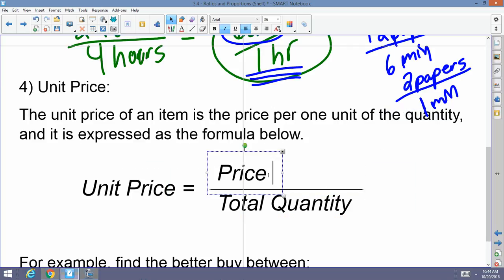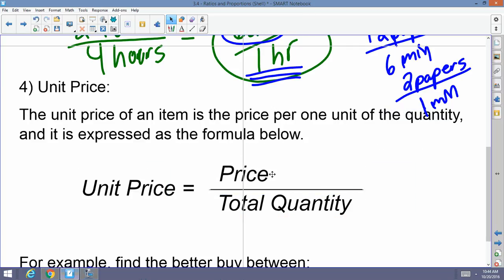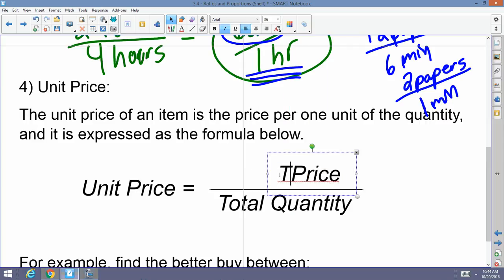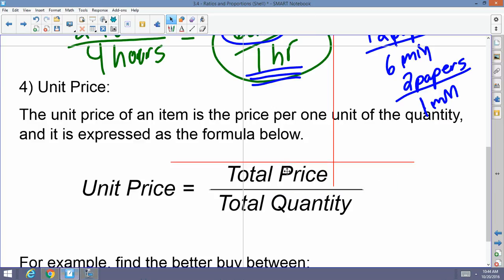Let's just put price. Total price over total quantity. That's what I wanted. So it's the price over quantity. That's how you find your unit rate. Total price over total quantity.